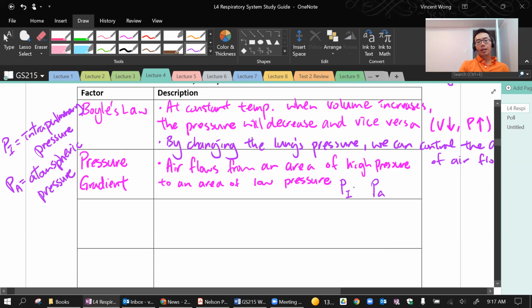So here, if Pi, the pressure inside the lung, is greater than Pa, will the air rush out or will the air rush in? What do you all think? In. Colleen says in. Anyone else? Do you agree? Stephanie said out. We are 1-1 right now.